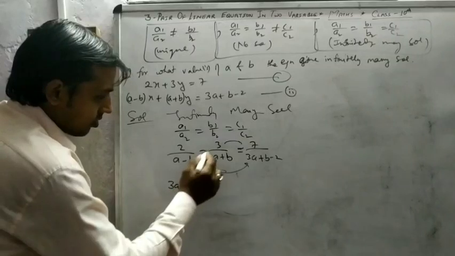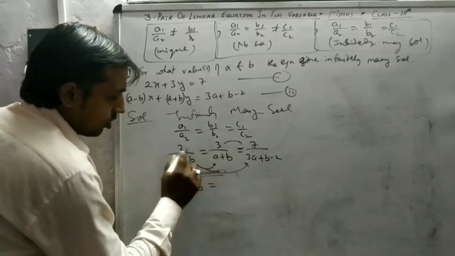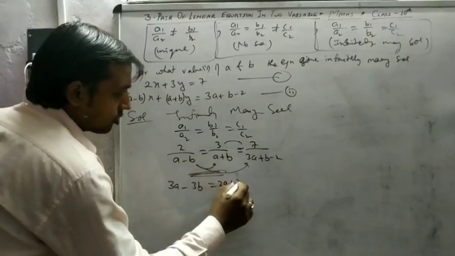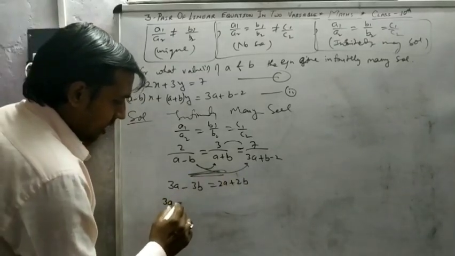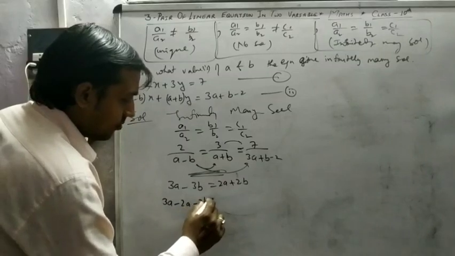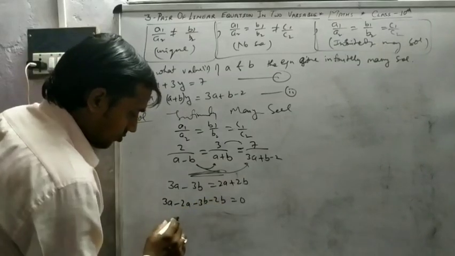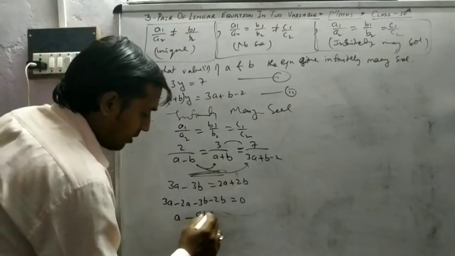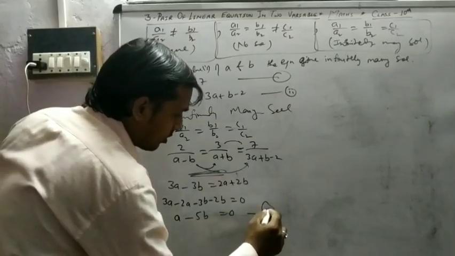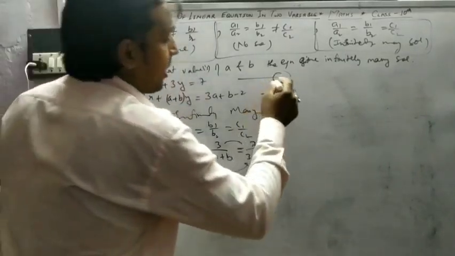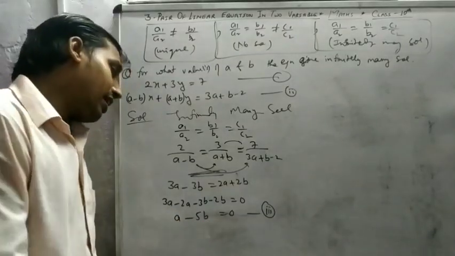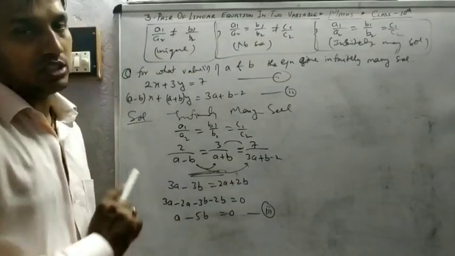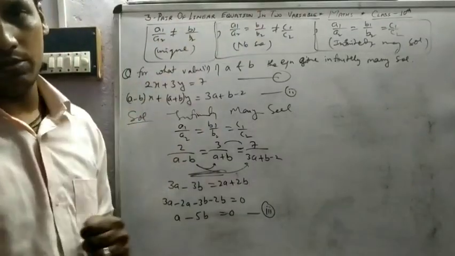3a minus 3b, 2a plus 2b. 3a minus 2a minus 3b minus 2b equal to 0, a minus 5b equal to 0. Equation number 3. From the first and second we get this, because it has 2 variables, so we again get an equation in the form of a linear equation in 2 variables.